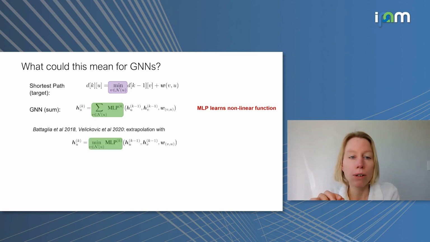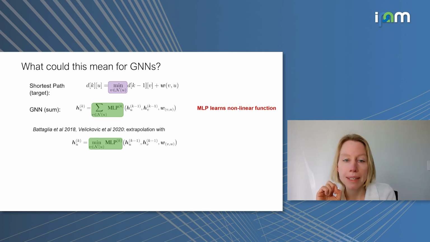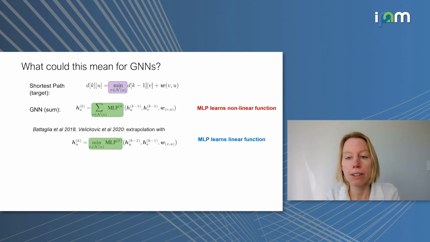Now, if you actually look at papers that did successful extrapolation with GNNs, they use not a sum aggregation function, they use something else. You can do other things than sum, anything that's permutation invariant. You could use a max or a min. If you use a max or a min, all your MLP has to learn is a linear function. So here, this also aligns well with the dynamic program, but in some sense even more, because all you have to learn is not even a simple nonlinear function. All you have to learn is a linear function.